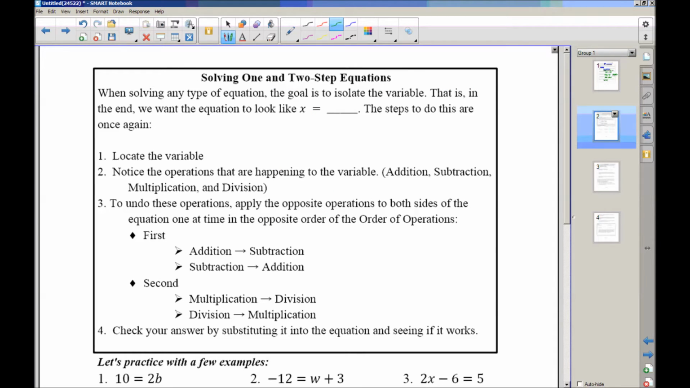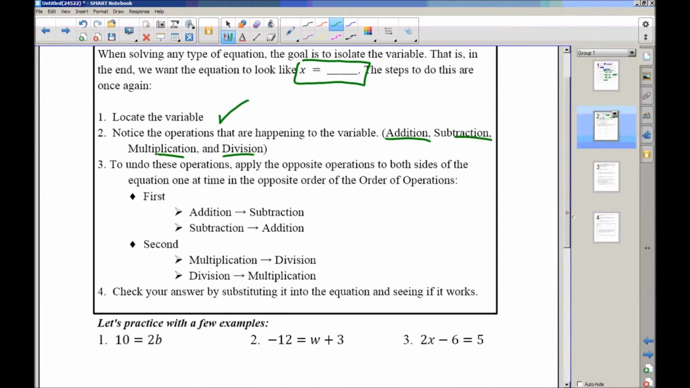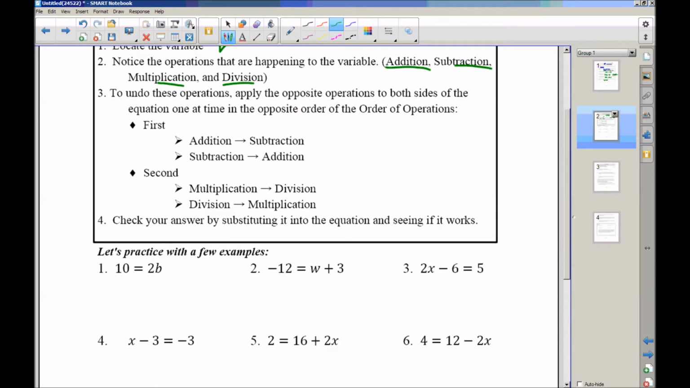When solving any type of equation, the goal is to isolate the variable. That is, in the end, we want the equation to look like x equals some number, or it could be m, or whatever the variable is. And the steps to do this, once again, are number one, locate the variable. Number two, notice the operators that are being done. We have addition, subtraction, multiply, division. Those are the only four we're worrying about right now. And then you undo these operations by applying the operations to both sides of the equation one at a time in the opposite order. So we want to do the opposite operations.